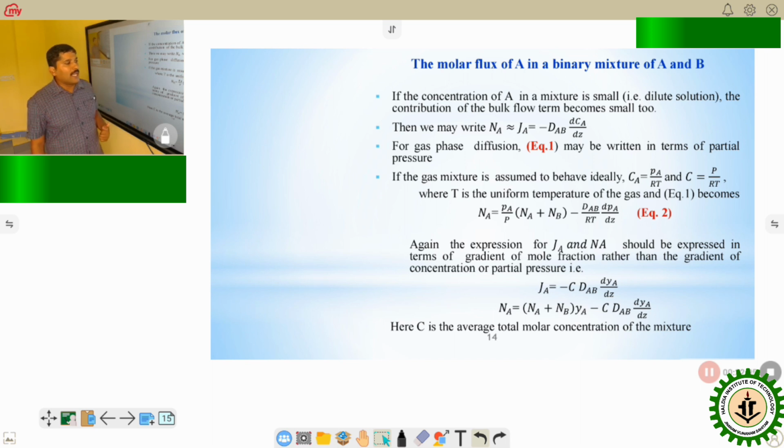Again, we can use this in terms of mole fraction also. The equation becomes N_A is equal to (N_A plus N_B) into y_A, where y_A is the gas phase mole fraction of A, minus C into D_AB into dy_A by dz. These are the expressions for the molar flux of A in a binary mixture of A and B for the liquid solution as well as the gaseous mixture.